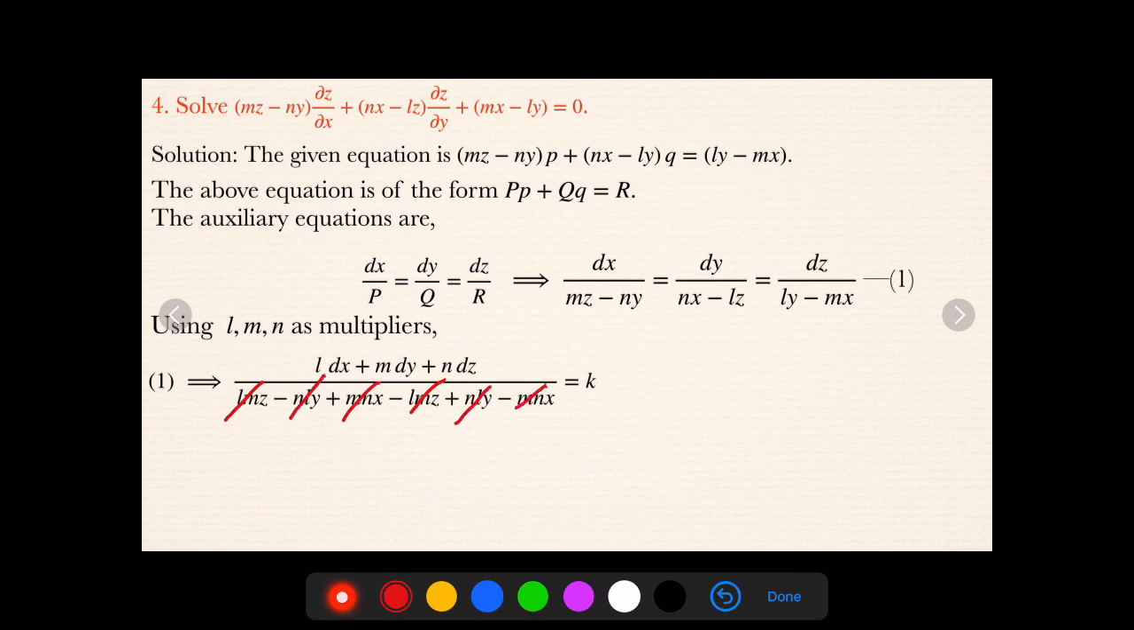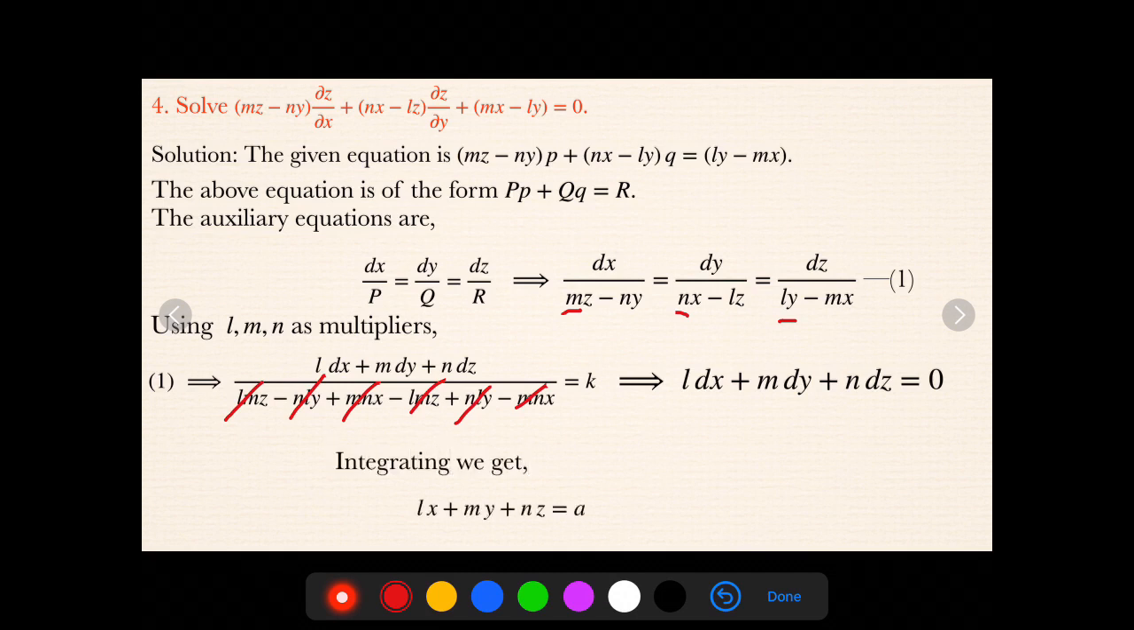Observe this one, l, m, n is also changing cyclically. After m, n is there, after n, l is there: l, m, n and then l. Z to x, x to y, again y to z, z to x, all the terms are changing cyclically, which means l, m, n will definitely act as a multiplier. So we will get l dx plus m dy plus n dz is equal to 0.